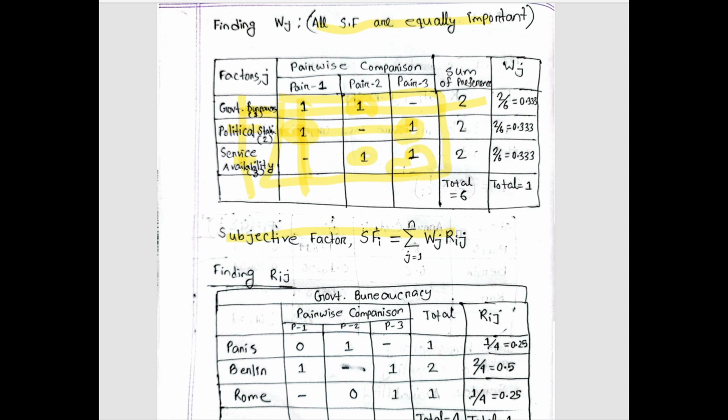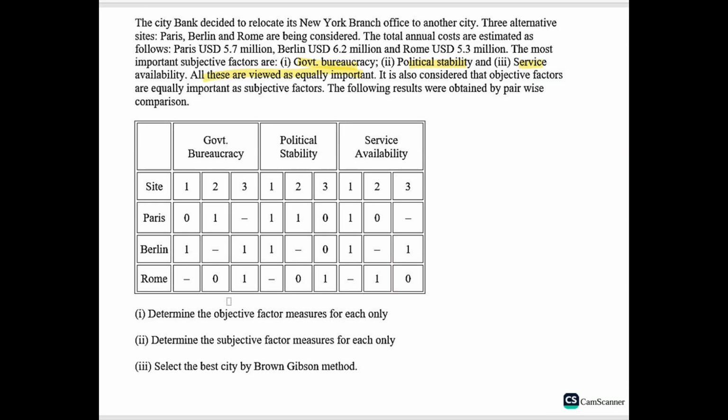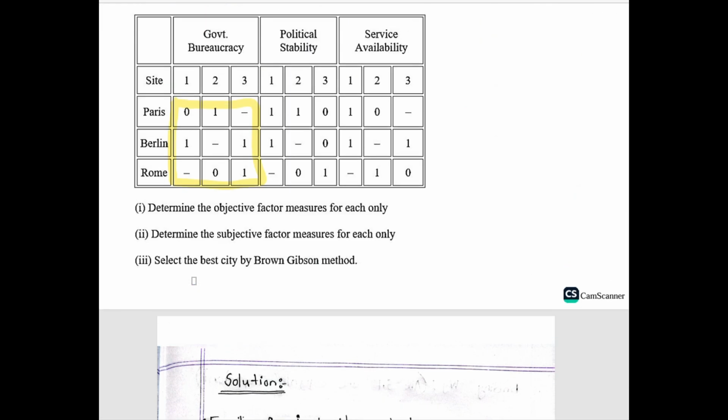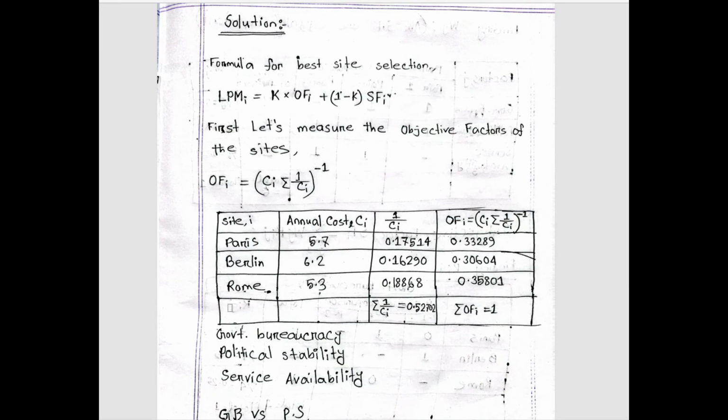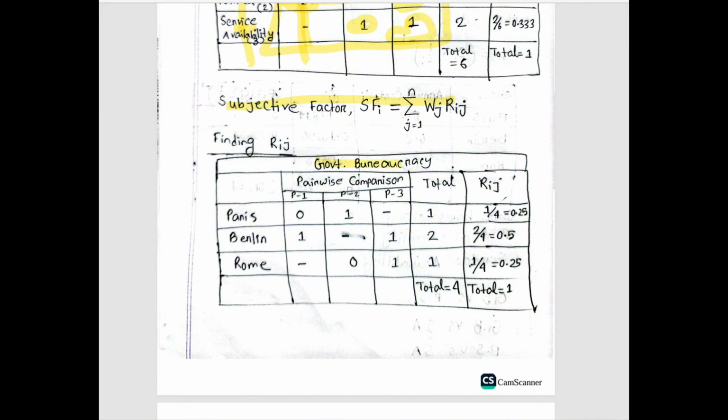Now we have to calculate the RIJ factor. For the RIJ factor, we again want to look at the question. You should not be confused with this number because these are the index numbers, nothing else. Our table starts from here. This is the table for Paris, Berlin, and Rome, and this table is for government bureaucracy, and we want to draw these tables separately for government bureaucracy for Paris, Berlin, and Rome. The same table you have drawn, 0 1 dash, 1 dash 0, dash 1 1, the same table for government bureaucracy.